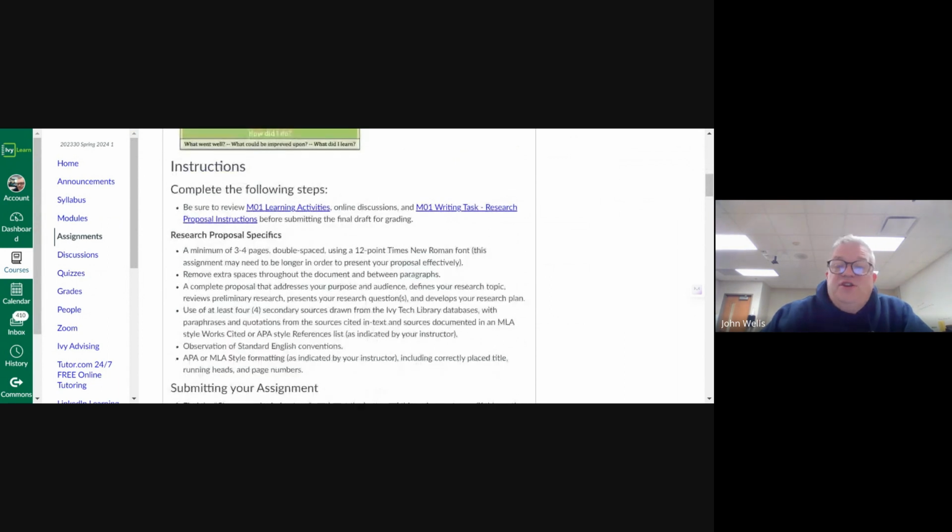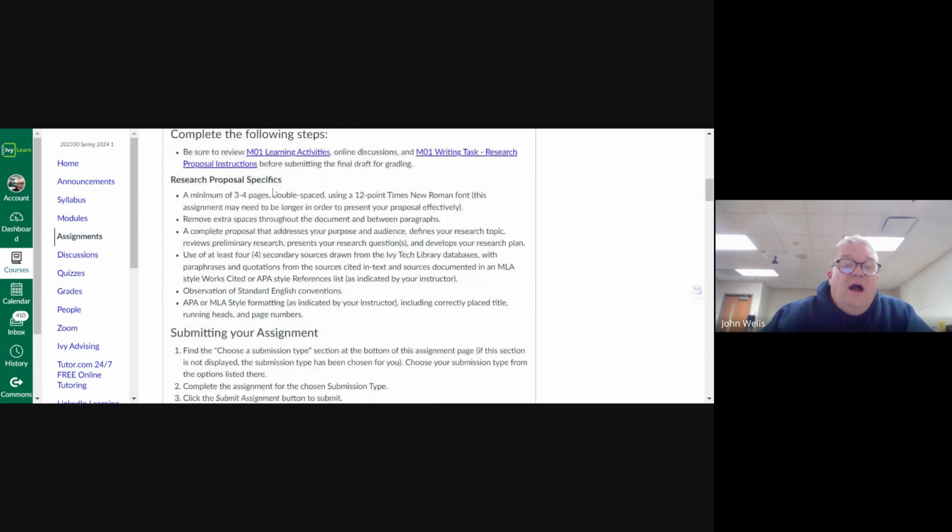It does suggest to go back and make sure that you're familiar with the previous writing assignment, so you're good there. The proposal specifics, it's going to be 3 to 4 pages, double space, Times New Roman 12 point, your basic APA format. Do not have extra spaces between the paragraphs. Again, pretty standard. If you're using APA format, you're going to be doing okay. You have a complete proposal.